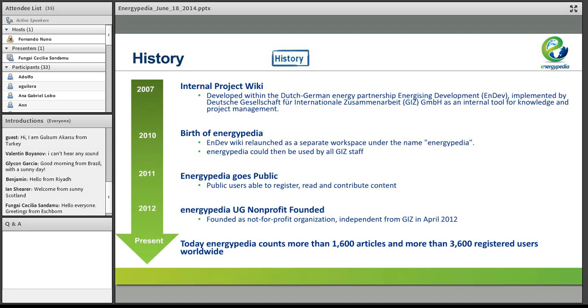Since 2010, Energypedia has gone through many transformations, including launching the platform www.energypedia.info to the public at large, and we began operating as an independent nonprofit organization in April 2012. As of today, the platform has grown, and currently we include over 1,600 articles, which are contributed by the growing community of more than 3,600 registered users who are made up of energy practitioners, business owners, researchers, academics, students, and other interested stakeholders.